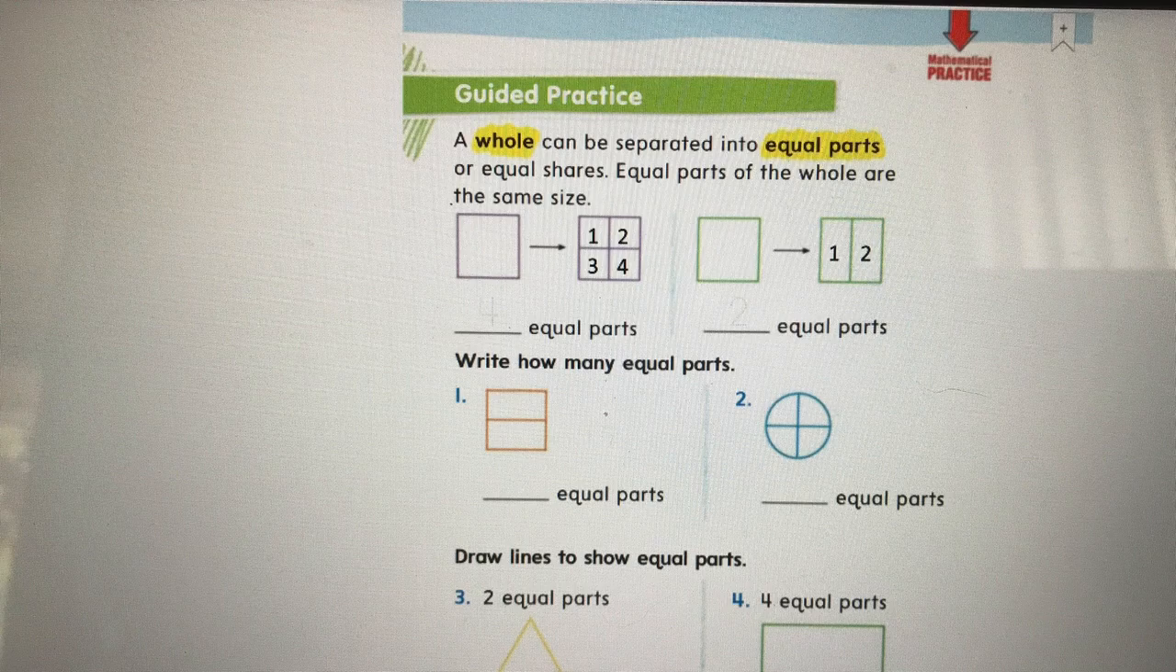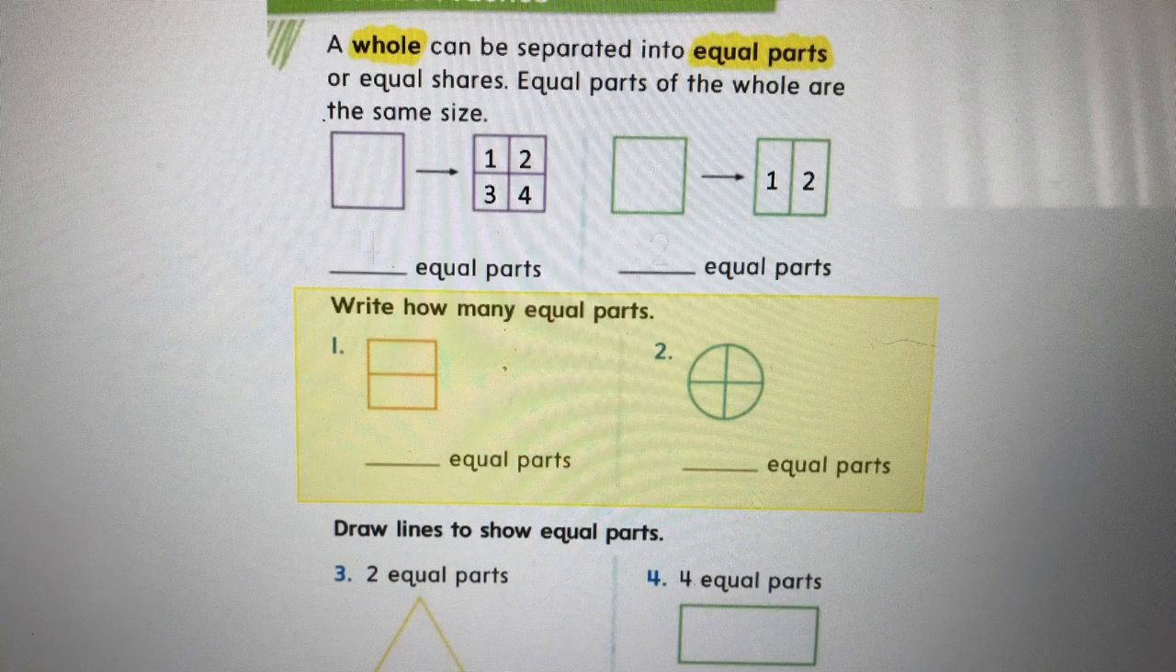So, with your pencil, write the numbers and how many equal parts are in the purple and green square, just like I did. For problems 1 and 2, it wants you to write how many equal parts. Remember that strategy I showed you? Write the numbers in both the spots. For the square, there are 2 equal parts. For the circle, there are 4 equal parts.